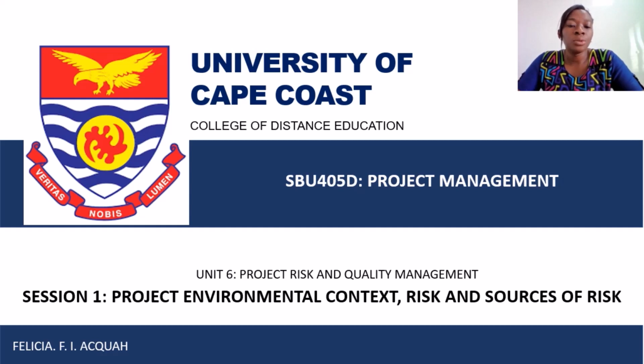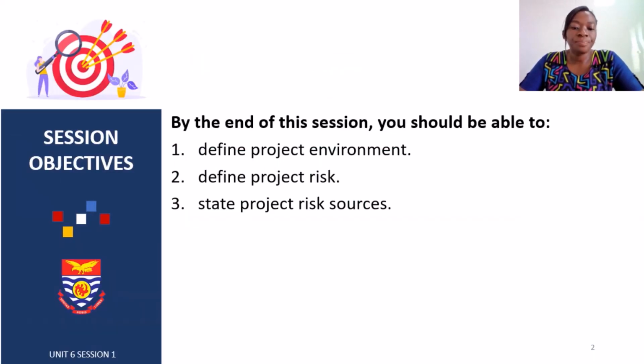Then we're going to focus our discussion on project risk and quality management, Unit 6. Specifically, our discussion is going to center on Session 1, which is looking at project environmental context, risk, and sources of risk. By the end of this session, you should be able to define what the project environment is. You should be able to define what project risk is and state some sources of project risk as well.